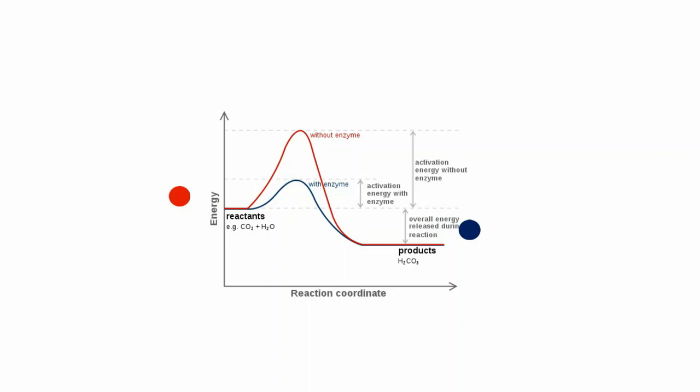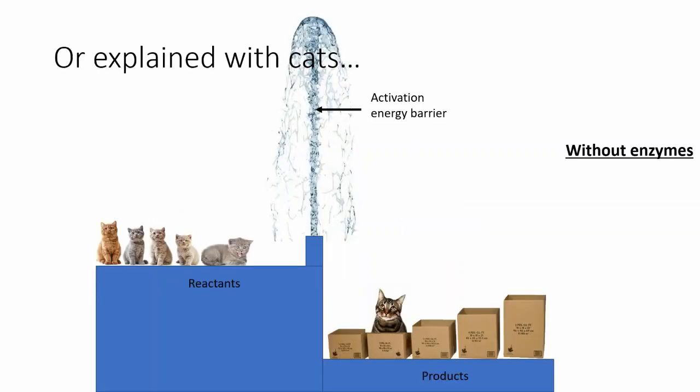An easier way to visualize this is using a system Callum explains science with cats. What I have here on the left are cats or reactants. On the right here I have products or cats in boxes. Everybody wants the cats in boxes. The cats want to be there. I want the cats in boxes. But in between the cats and the boxes is an activation energy barrier in the form of a water fountain.